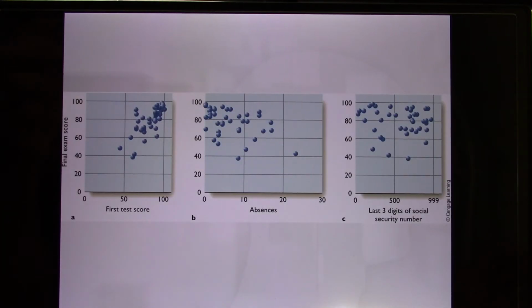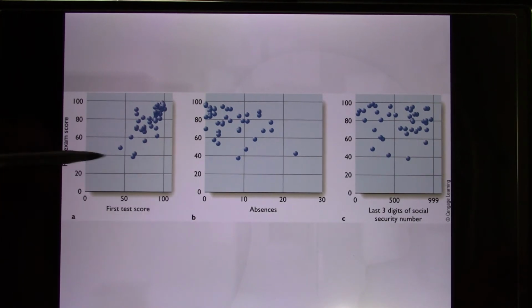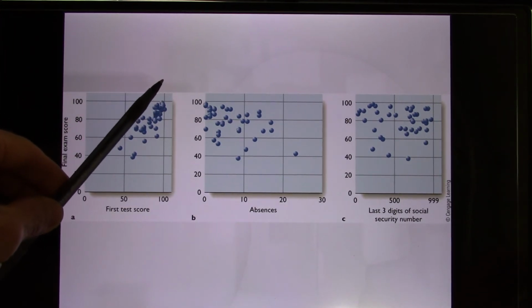Like this study from your textbook. You study the correlation with the first test score. Every time you have a table, you look at what's in the X and what's in the Y. The X is the first test score, and the Y is the final exam score. They find, oh, okay, positively correlated. You can kind of draw a line here.